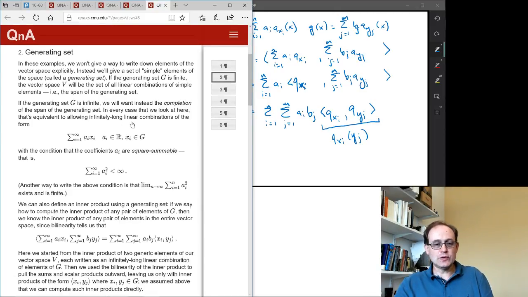And as a wrinkle, if the generating set is infinite, we will take the completion of the span of the generating set. And again, you don't need to worry about exactly how to do the completion. It's just going to wind up looking like this: the span was the set of all finite length linear combinations, and the completion of the span is going to be all infinite length linear combinations where the coefficients are square summable, meaning that the sum of squared coefficients is an actual number instead of being infinite.